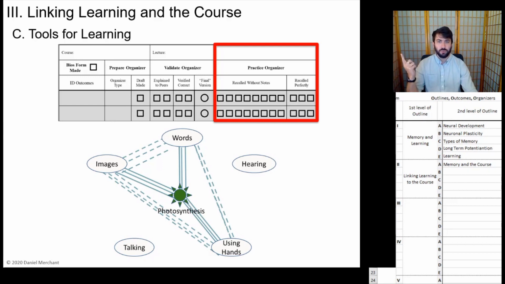But why do we want to do this without checking our notes, right? Why does it say recall without notes? What does that have to do with learning? Do you have any guesses?